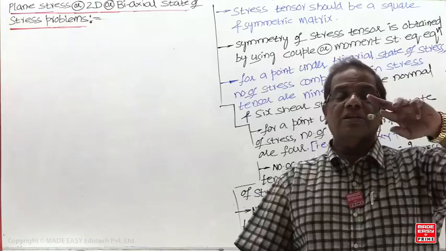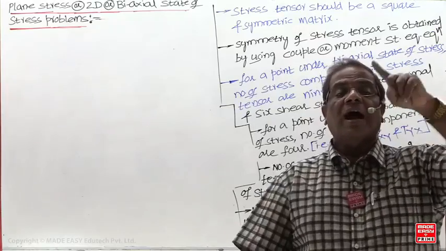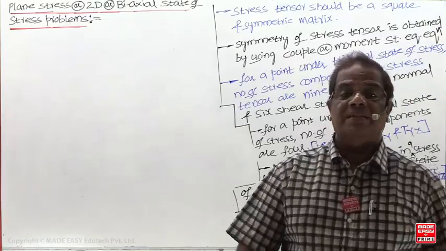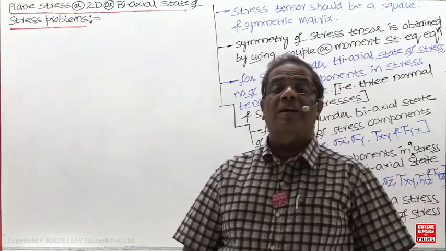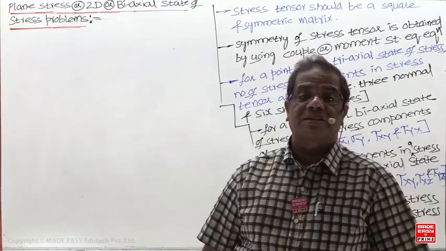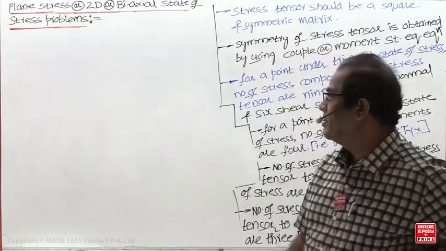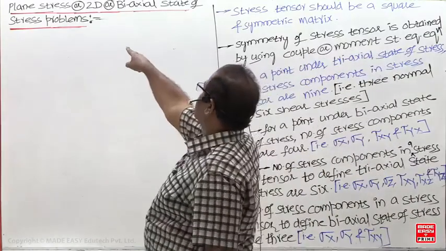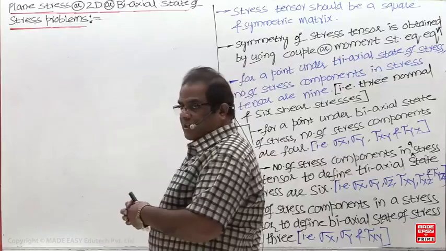For that, there are two conditions. One dimension should be very small, and the other is that the loading should be in such a way that the stress in the smaller dimension is smaller in magnitude than the stresses developed in the larger dimension directions. So that is what a plane stress, 2D or biaxial state of stress problem is.